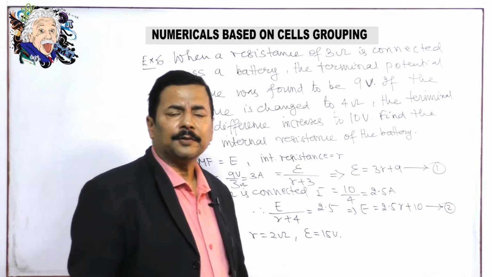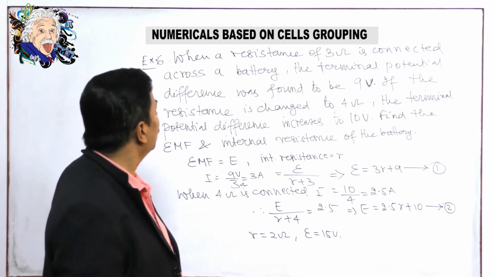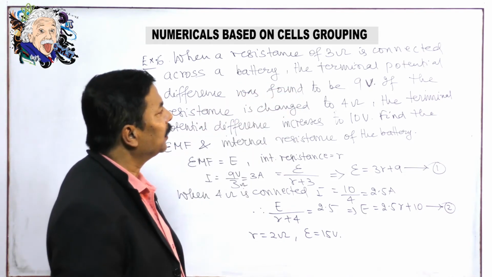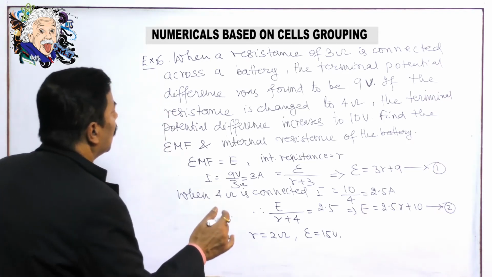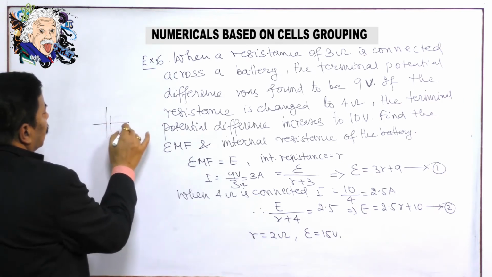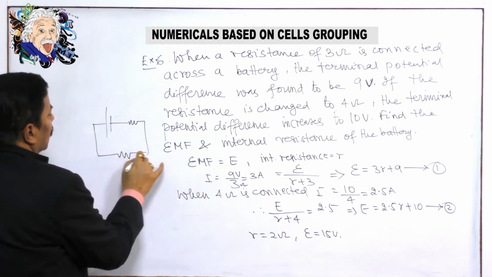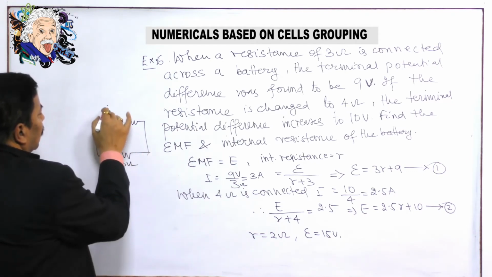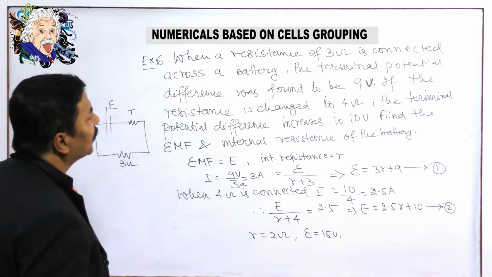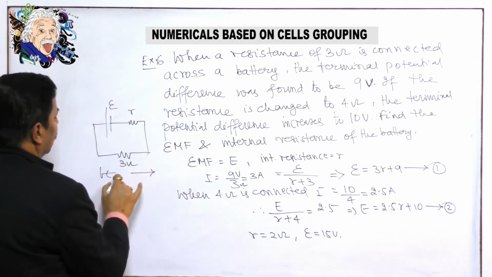Now we should discuss another question: when a resistance of 3 ohm is connected across the battery, the terminal potential difference was found to be 9 volt. Here is a battery with internal resistance, and here is the 3 ohm resistor connected, and we are getting the terminal potential difference of 9 volt.